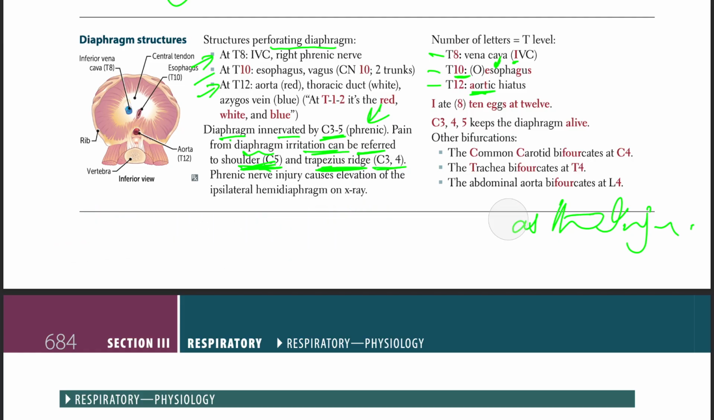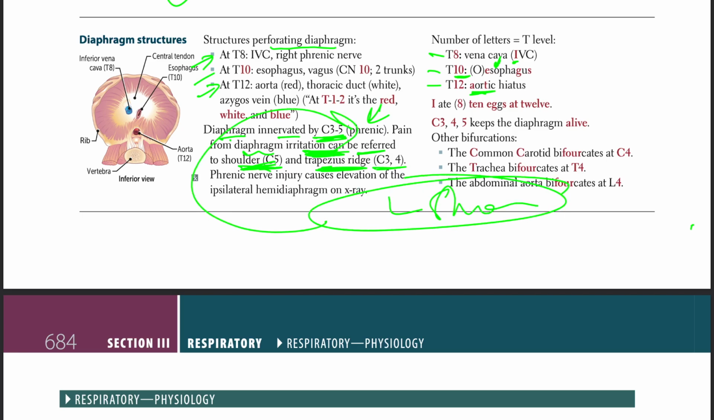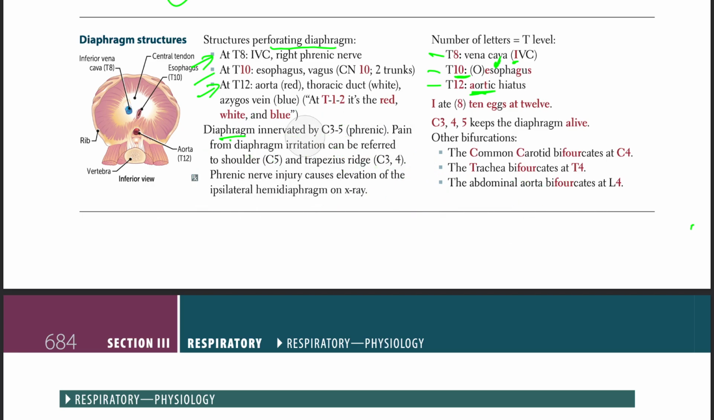So the phrenic nerve is here. This is pretty high yield. C3 to C5 phrenic nerve, and anything that irritates the phrenic nerve can cause referred pain. You will see this in GI, even in peritonitis. If you recall your pancreas or your gallbladder issues, the pain does go to the left shoulder. Why? Again, the phrenic nerve gets irritated, and we will see that in GI.